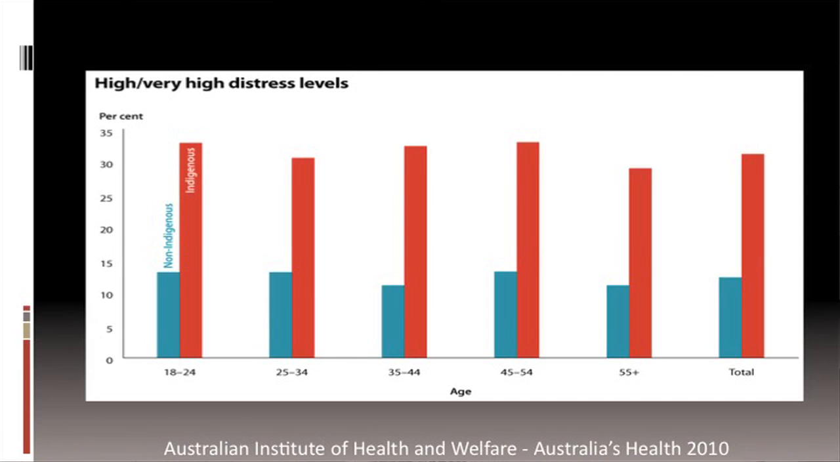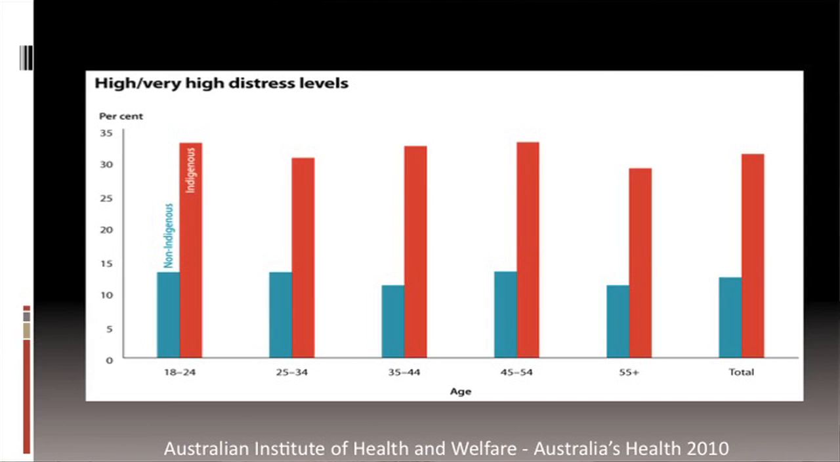Aboriginal people, or all people, were asked whether or not they live with high or very high levels of distress. And a lot of people don't live with levels of distress. So I'm only showing you the results of high and very high distress levels as reported in a census, in a health collection. What we find is 10 or 15% of non-Indigenous young people live with very high levels of distress. Aboriginal people, over a third of our young people live with levels of high distress.